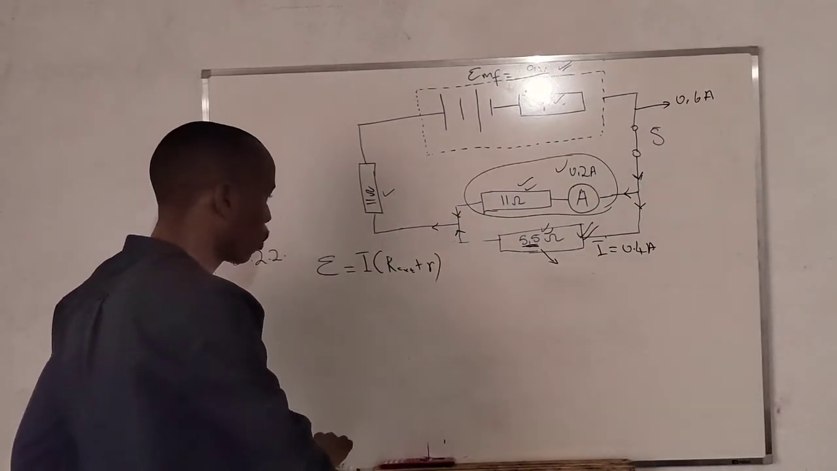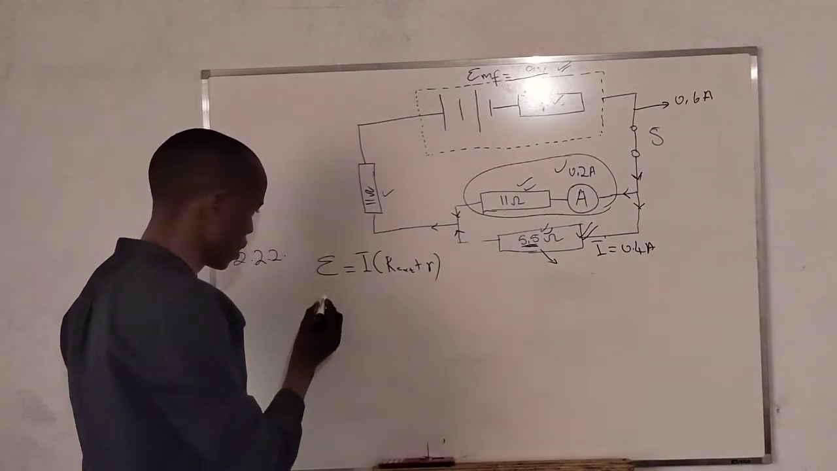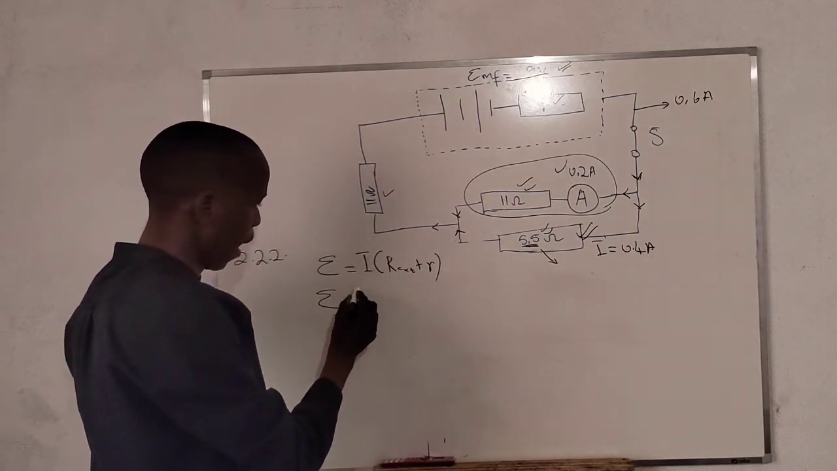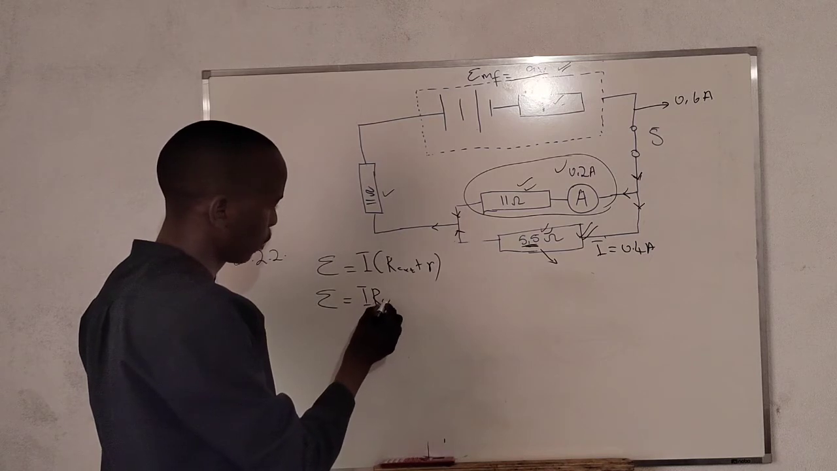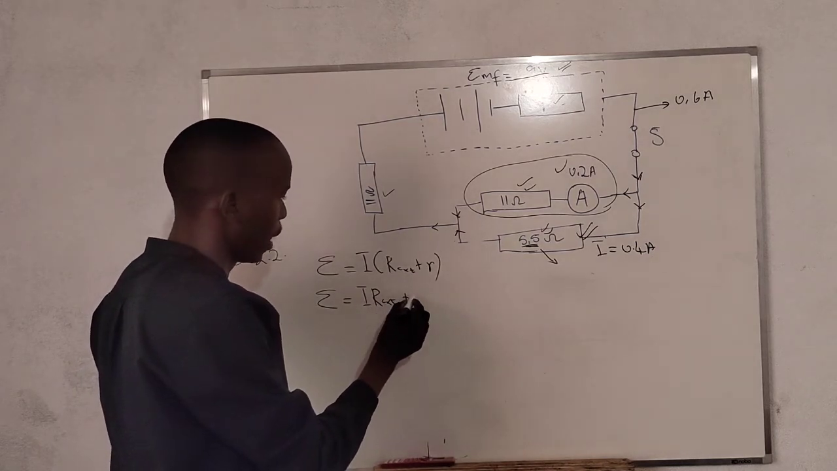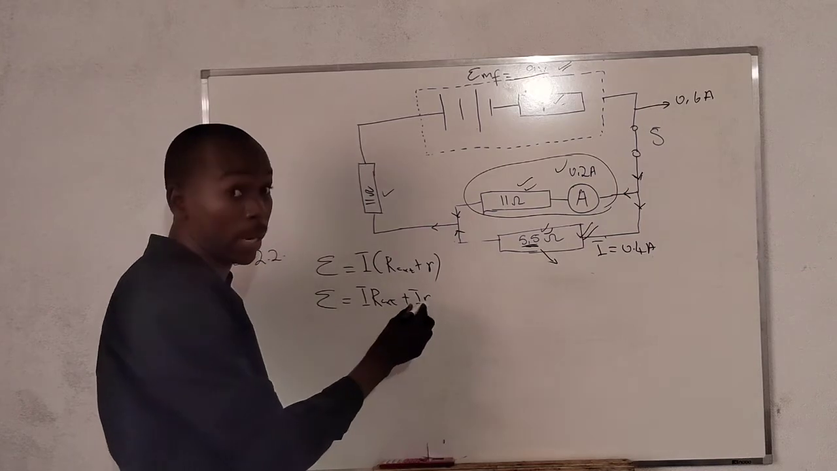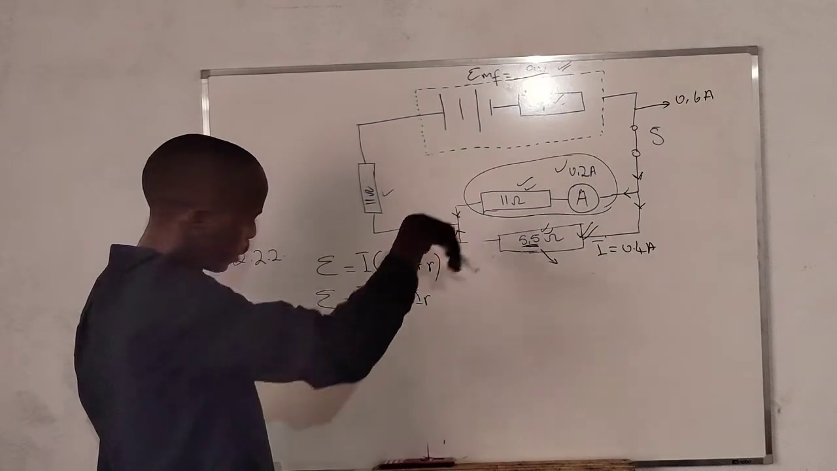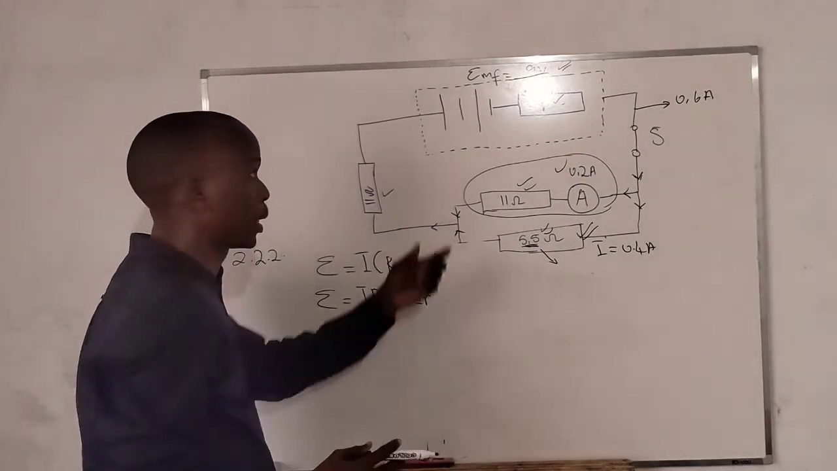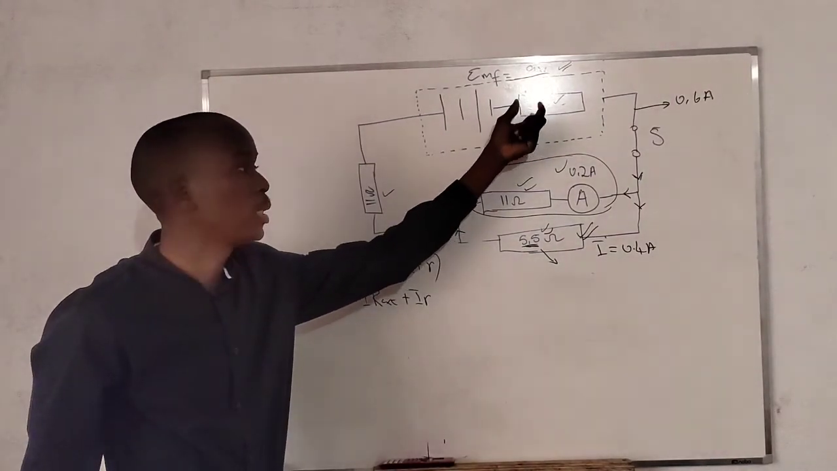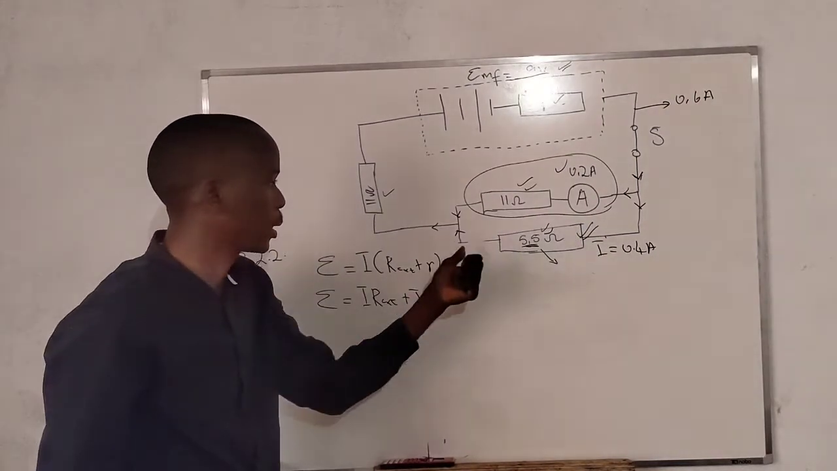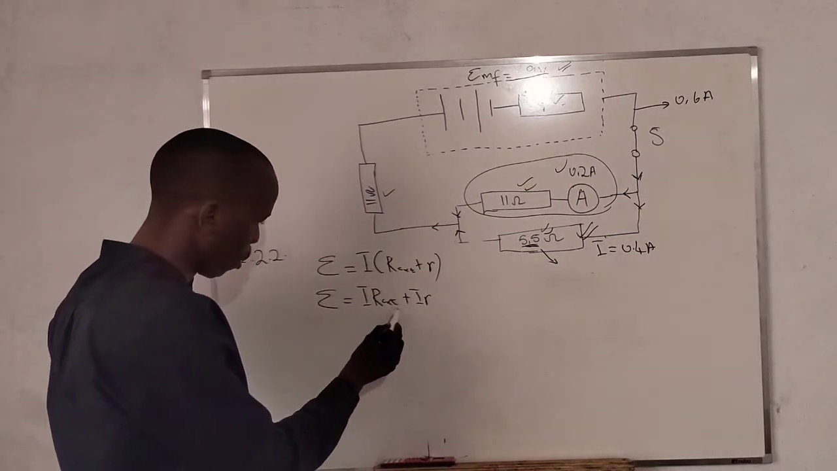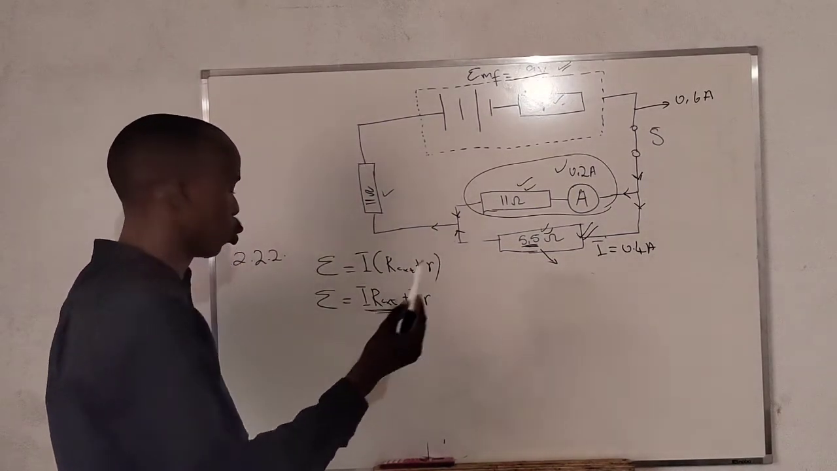But I can write this formula in this form. I can just write E is equal to I R external plus I r. This is the total current. The current passing through the battery is the same. The current is the same everywhere. The current passing through the internal resistance is the same as the current passing through the resistors, the external resistors. So current is the same everywhere.